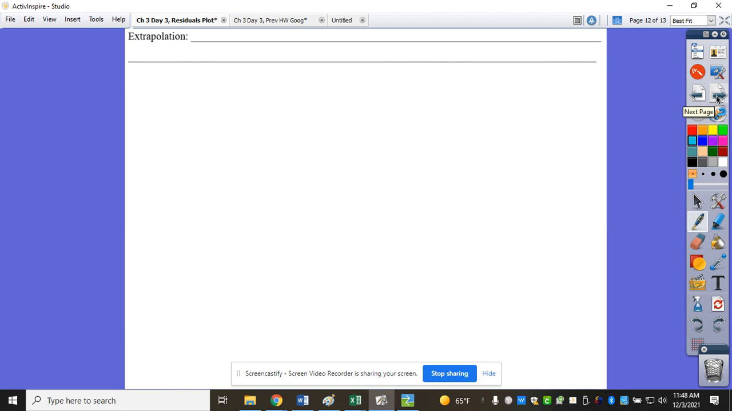Okay, extrapolation. I mentioned this the other day. Does anybody remember when I said the word extrapolation? It didn't work well because my guess was bad. Why was my guess bad?